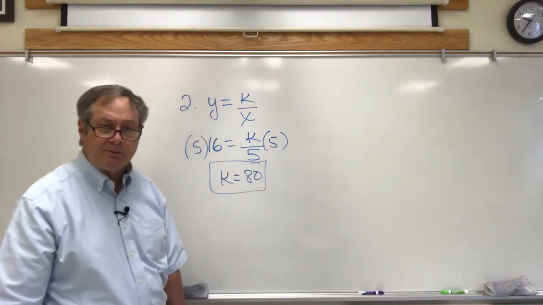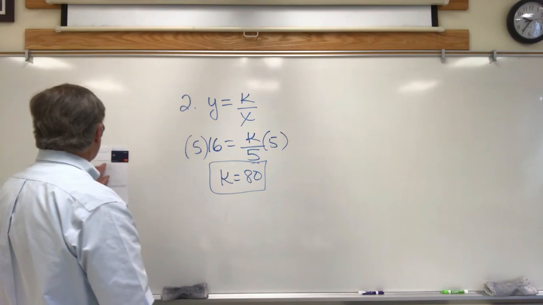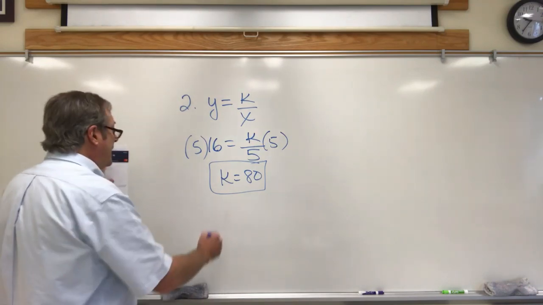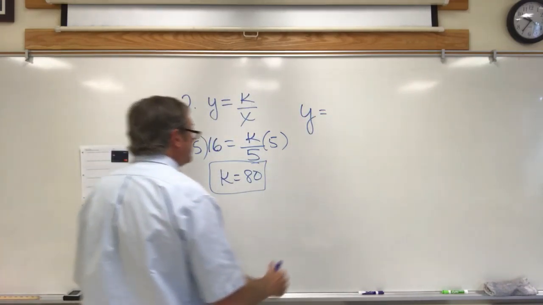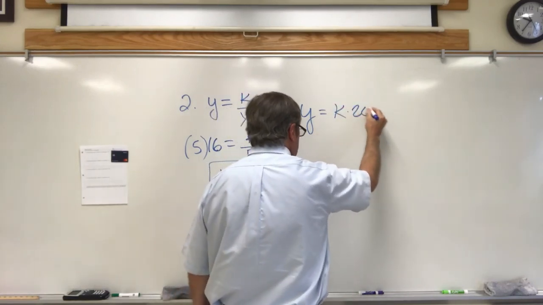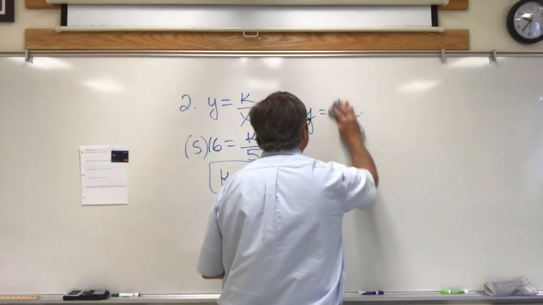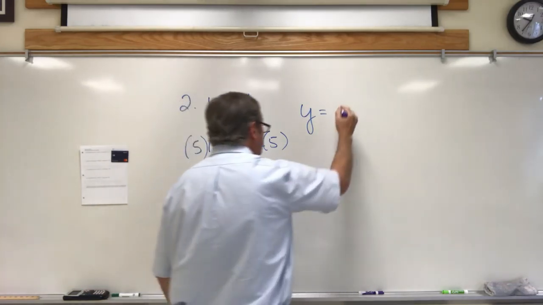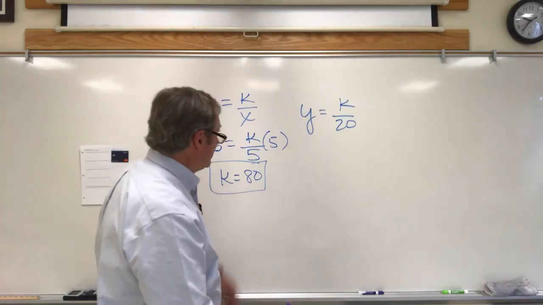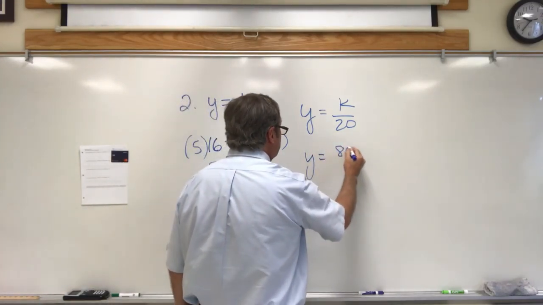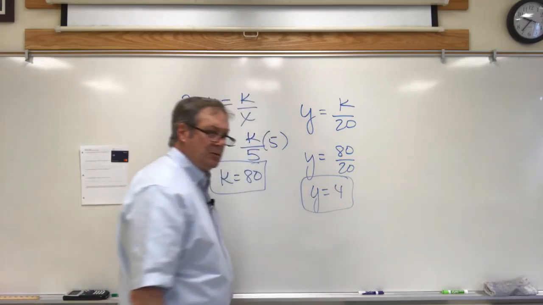Now, that hasn't solved the problem, but it has helped us find the constant. Now we're going to take the constant and plug it into the second situation. And here it says, find y. So once again, we're asked to find y when x is 20. And in fact, I've already messed up. It's not a direct variation, it's inverse variation. So the k needs to be in the numerator. The x is 20. So what is k? Well, k we just found out is 80. So we put the 80 up where k was, and lo and behold, y is equal to 4.